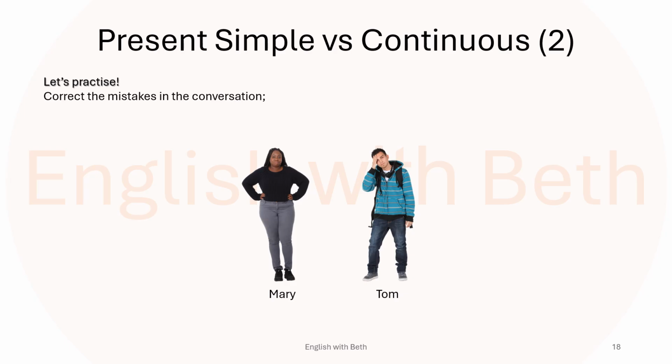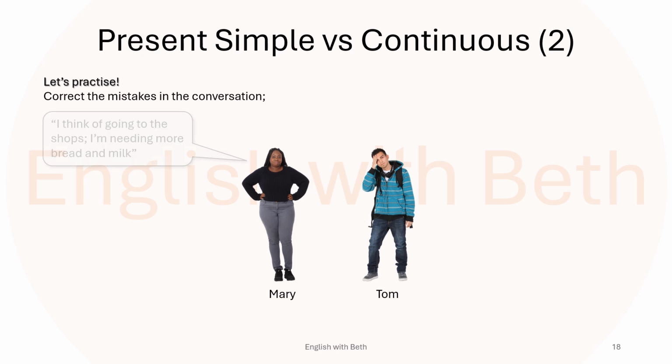Right, let's practice what we have just talked about. You will see a conversation between Mary and Tom. There are a lot of mistakes with the present continuous and present simple tenses. See if you can spot the mistakes and then try to correct them.